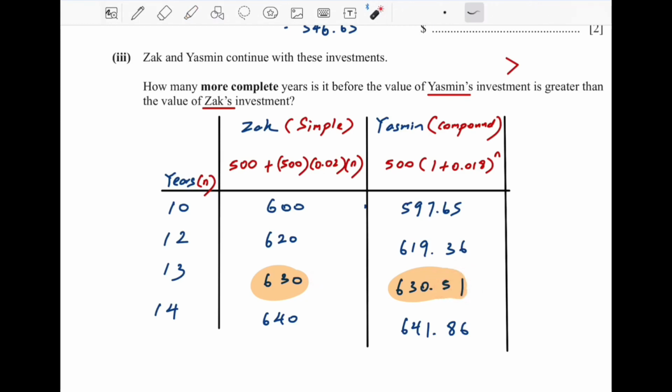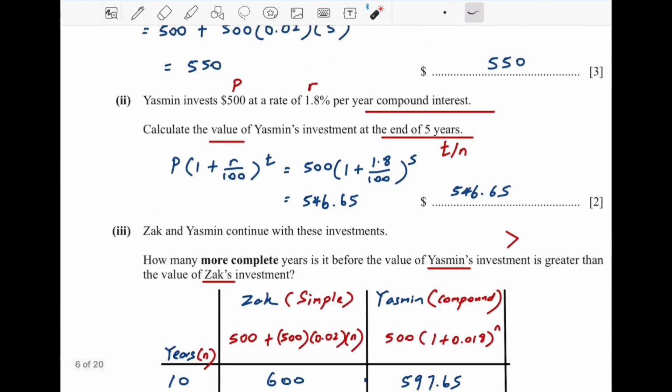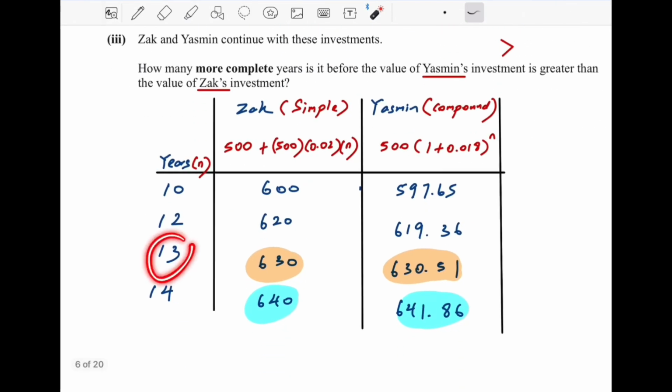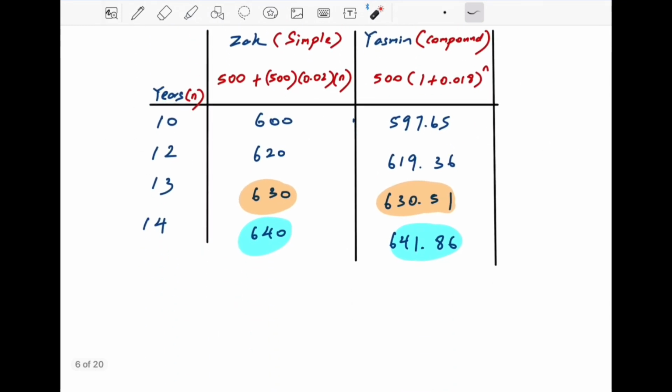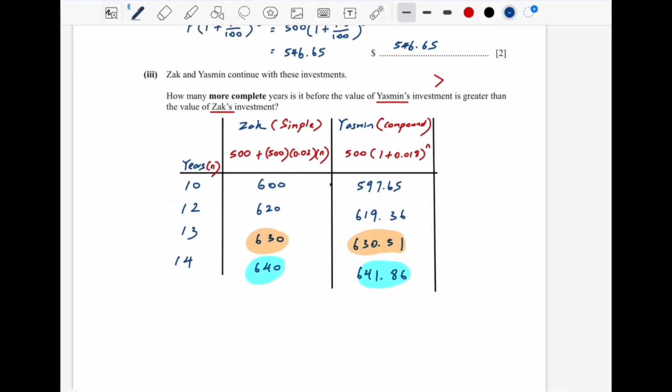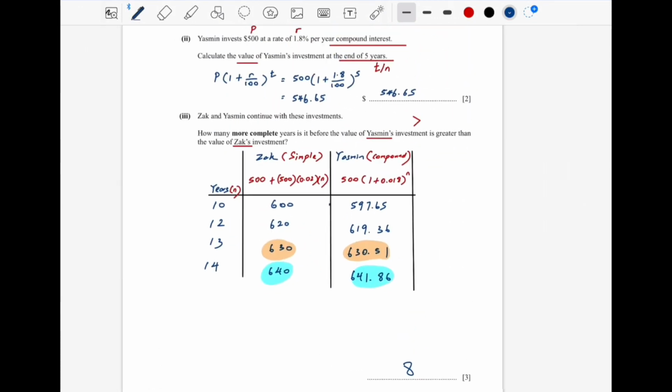So this is the first year. But if you want to be on the safer side, put in 14 years. Then you realize that from 13 years onwards, whatever Yasmin has for the value of investment will be more than Zach's after 13 years. So this is the first year that you have more than that. So how many more complete years? 13 years, after 13 years. But the keyword here is more. How many more? So we are comparing after the end of the 5 years, so we will have 13 minus 5. So that will be 8 more years.